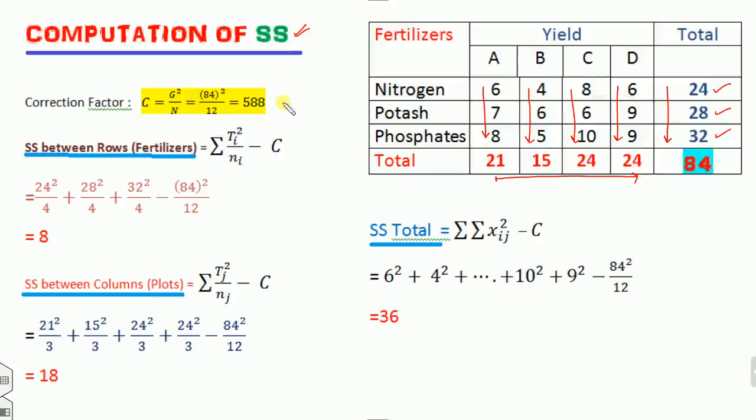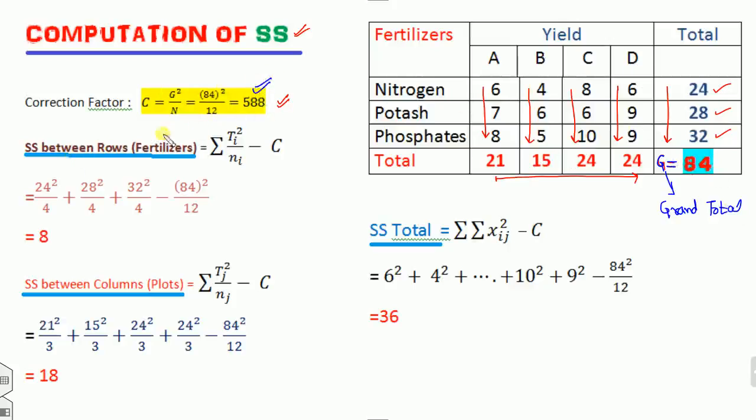So the rule is that firstly you calculate G square by N. What is G? G is called my grand total. So G is 84 square. What is N? How many elements are there? Total is 12. So 84 square by 12 is 588.